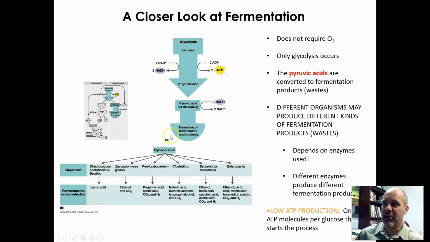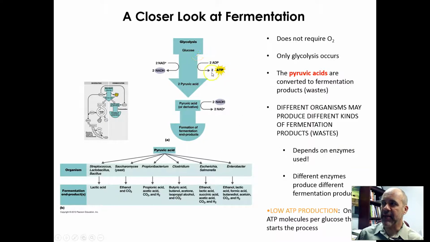Saccharomyces yeast will convert these pyruvic acids into ethanol and carbon dioxide. Ethanol is your drinking alcohol. Saccharomyces is a genus of yeast used in beer and wine production. So those yeast will convert sugars in grain fluids or grape juice and convert them into ethanol and carbon dioxide. And so forth and so on. There are lots of different examples that you will see here.